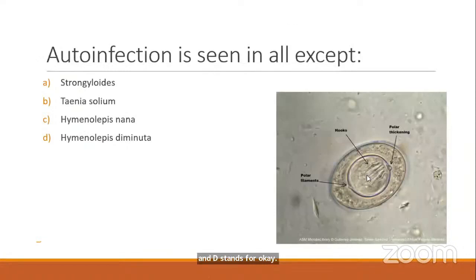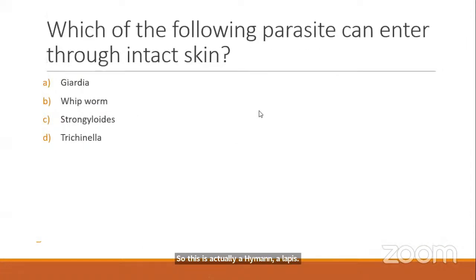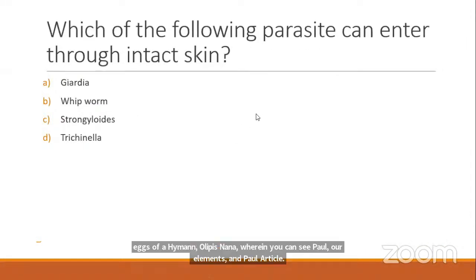So this is actually an egg of Hymenolepis nana, wherein you can see polar filaments and polar thickening. So which of the following parasites can enter through intact skin?